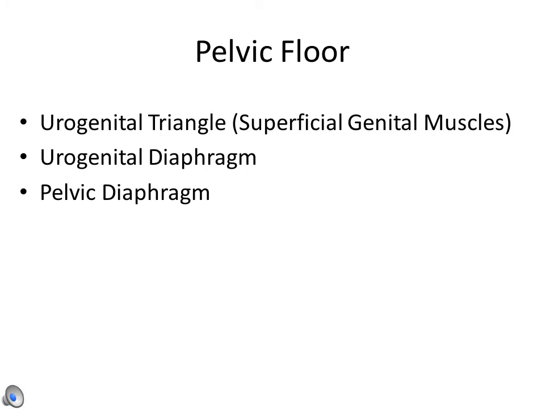The pelvic floor is a series of 3 layers of muscle at the inferior opening of the pelvis. They include the urogenital triangle, the urogenital diaphragm, and the pelvic diaphragm.